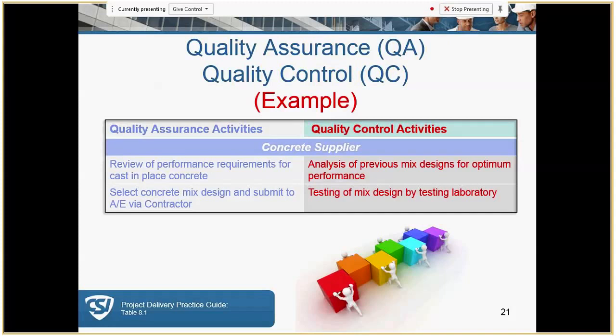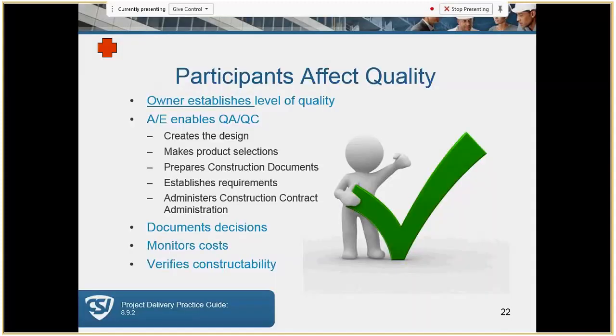Participants affect quality, and again, the idea is the owner establishes a level of quality. What the A&E does, their role is to enable that QA/QC process, to document and monitor costs and verify constructability.